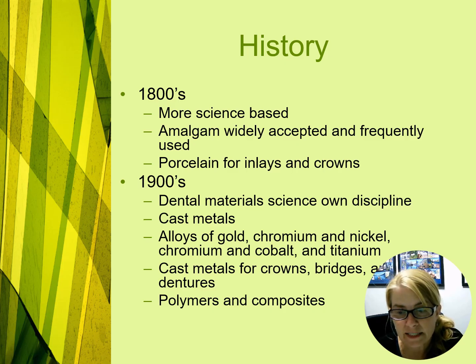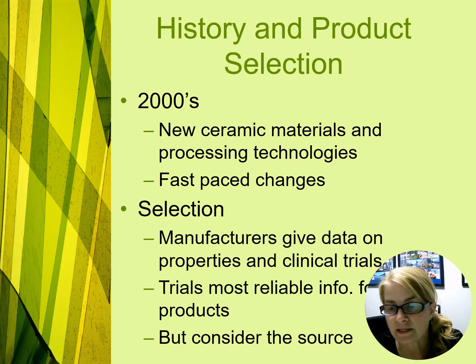I talked about titanium being a very good restorative metal for implants because it's biocompatible and it integrates well within the body. We've got different cast metals that we're going to further talk about that we use in crowns, bridges, and dentures. And then we've got plastics and composites that came around in the 1900s. So fast forward to the 2000s, which we're still in now, there's a lot of new ceramic and porcelain technology.